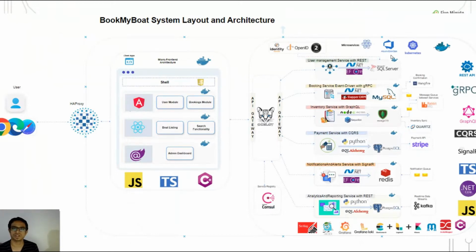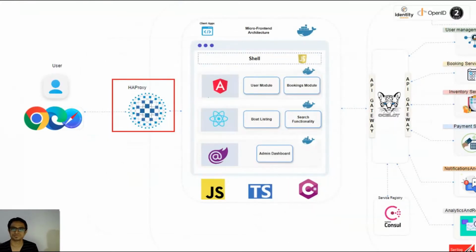So this is our whole architecture which we'll be working on, and the HAProxy sits in front of the application, the micro front end layer as well as the microservices layer, and that is the layer which is used to connect the users with the application. And this is the module which I've highlighted here, which we'll be covering in this video.